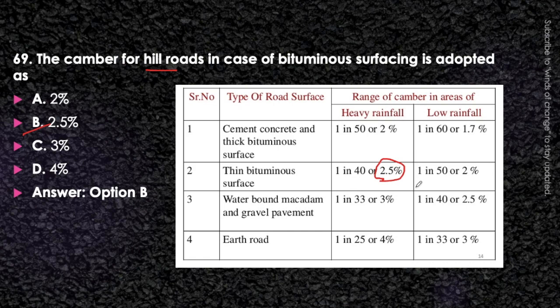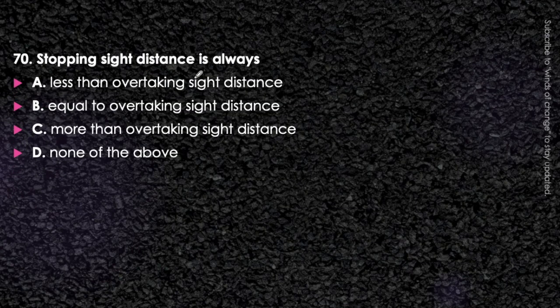Okay. Next question. Stopping sight distance is always less than overtaking sight distance, equal to overtaking sight distance, or more than overtaking sight distance, or none of the above. This is a very easy question to guess. What is stopping sight distance? It is just the distance in which the driver first of all reacts to an object which is a stationary object and then stops by braking. So this is stopping sight distance.